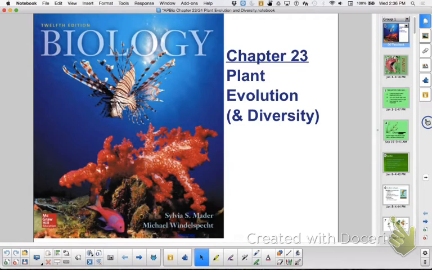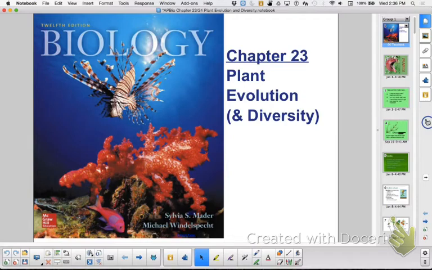Okay, so these two chapters combined together are talking just slightly about plant evolution. We don't have to go into great detail about it, just the big ticket items. And then we move on to plant structure and organization. So let's start off with the first part.